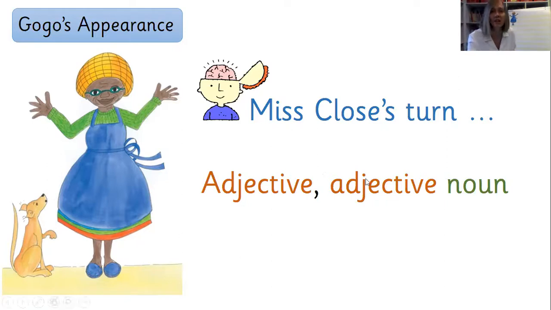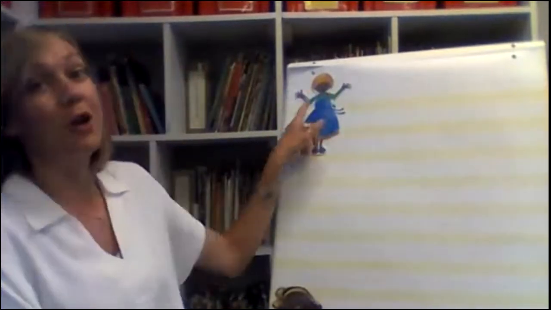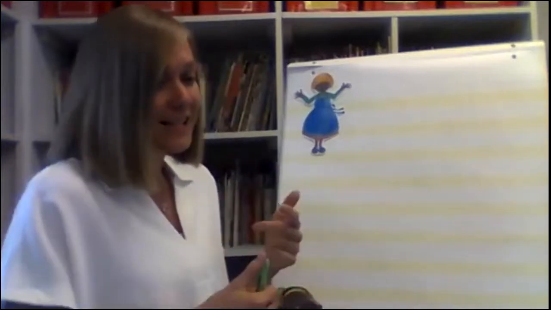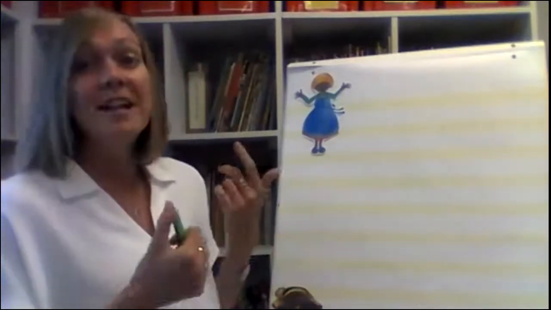So Miss Close is just going to stop sharing her screen for just a moment so you can see my whiteboard. And I have got Gogo here just so I can keep my eyes on what she looks like, because to remember today, we are trying to describe the appearance of Gogo, so what she looks like. And I'm going to have a go at seeing if I can write some noun phrases about Gogo. I nearly said grandma then. Remember, Miss Close, it's Gogo because it's a story that was set in South Africa.